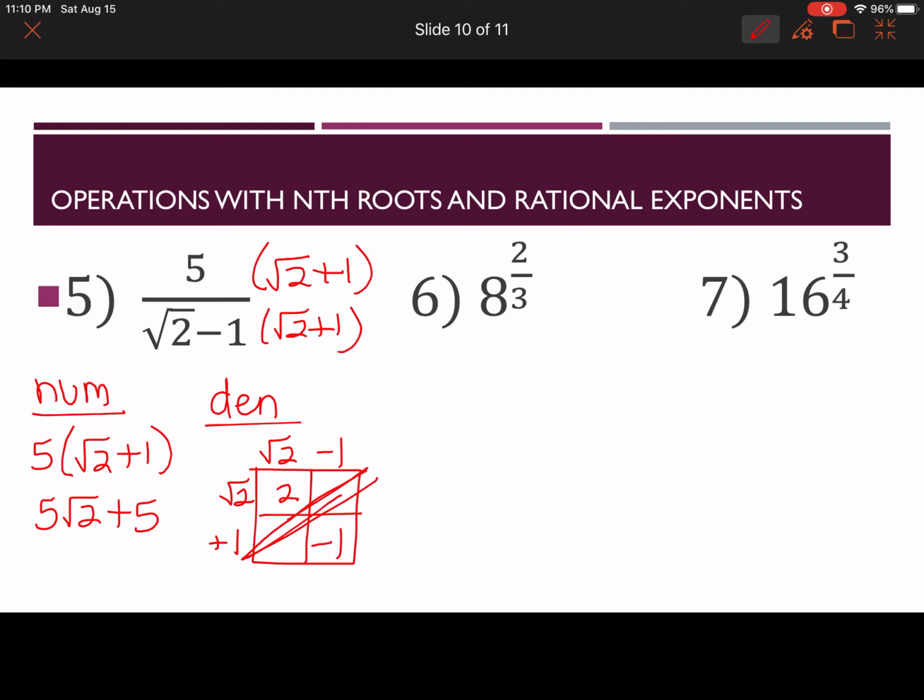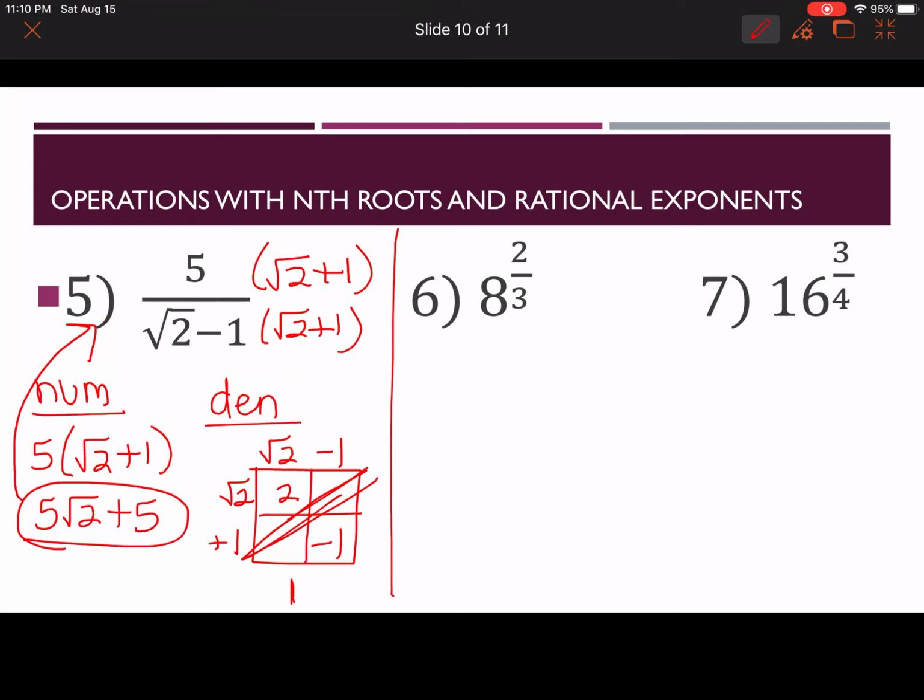And in this last square, you'll have a negative 1. When you combine like terms, you're left with just a 1. So your final answer would be 5 root 2 plus 5 over 1, or just 5 root 2 plus 5. So that is the answer to number 5.